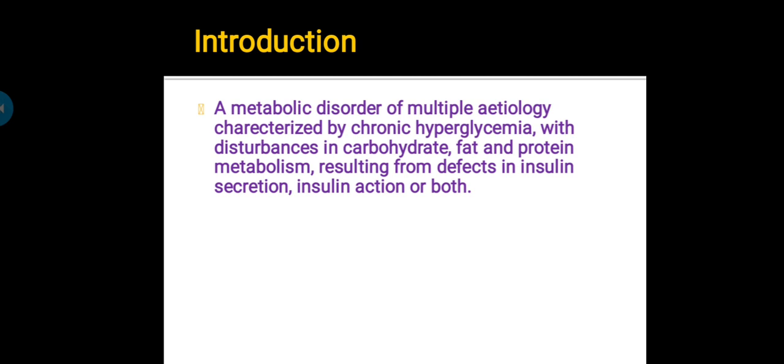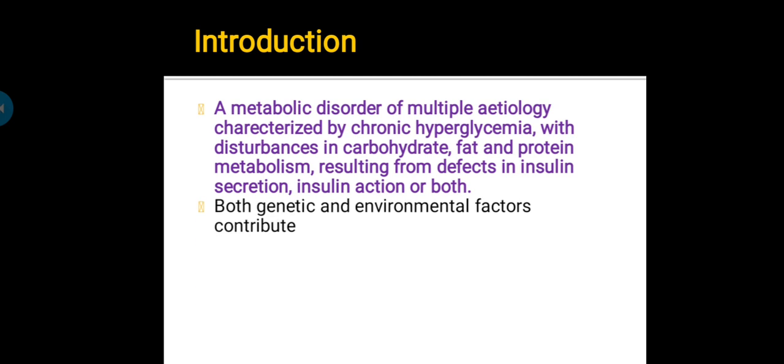So how to define diabetes? It is a metabolic disorder of multiple etiology. It is not merely a presence of hyperglycemia. Remember that diabetes mellitus is a metabolic disorder with multiple etiology characterized by chronic hyperglycemia, but also disturbance of carbohydrate, fat and protein metabolism, and it results from either a defect in insulin secretion or insulin action, or both.